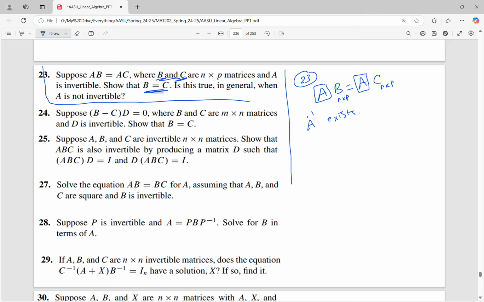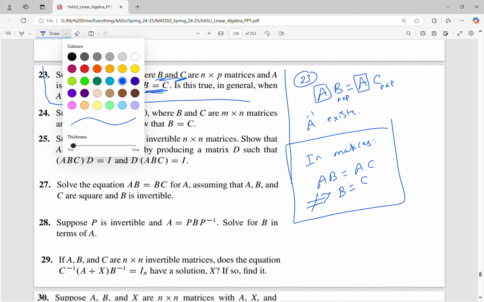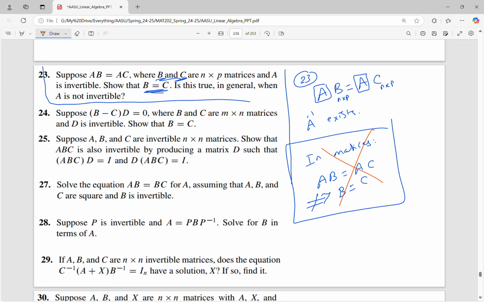Now, what is the moral of this question? We said that in matrices, if you have the equation AB equals AC, this does not mean in general that B equals C. Again, this is not true in general. However, if the matrix A is invertible, this is correct.